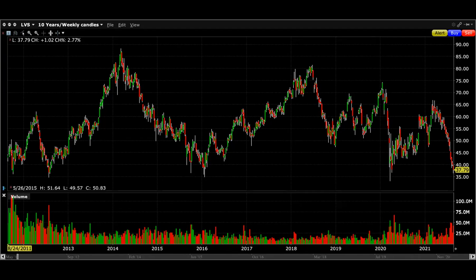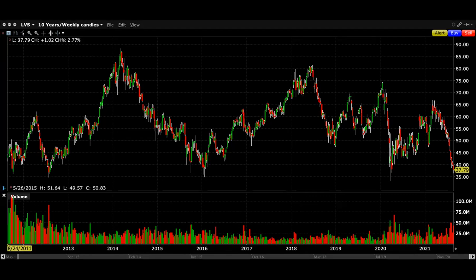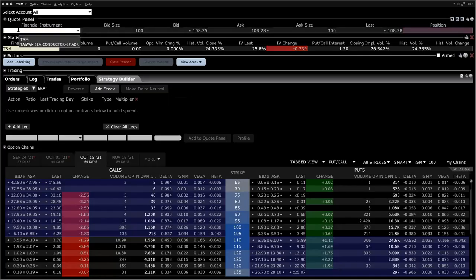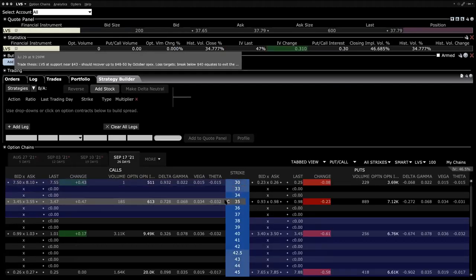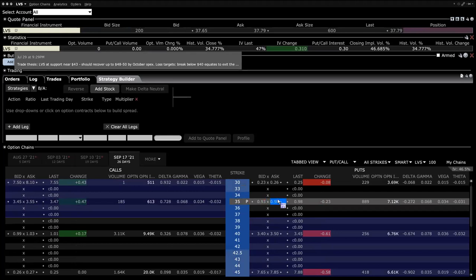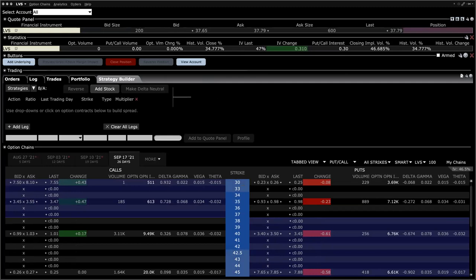So for example, looking at the option chain for LVS, you can see that going a month out, 35 strike put options yield 95 cents. That means that you'd be okay with owning LVS at 35 minus 95 cents, 34.05, right? That's only about 75 cents off of the lows we saw back in March of last year, which provides a pretty phenomenal deal for Las Vegas Sands.